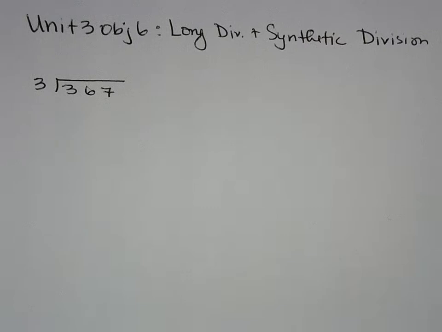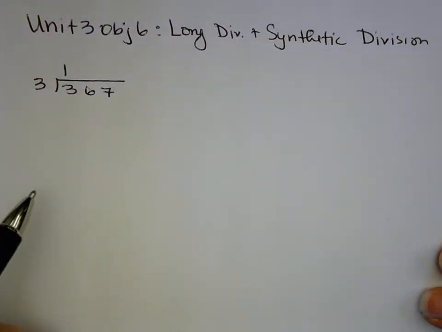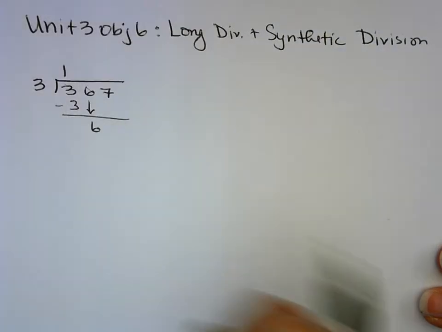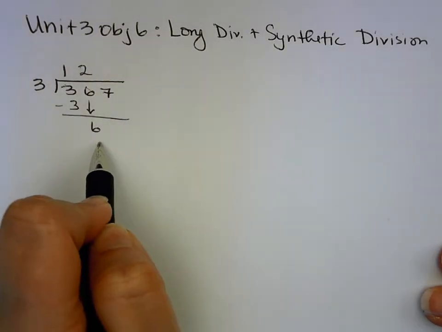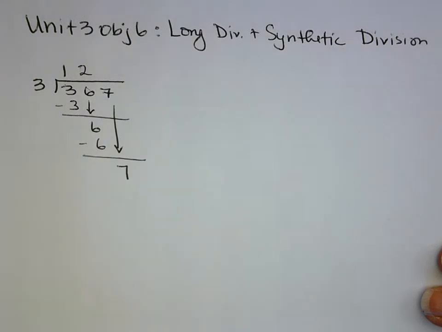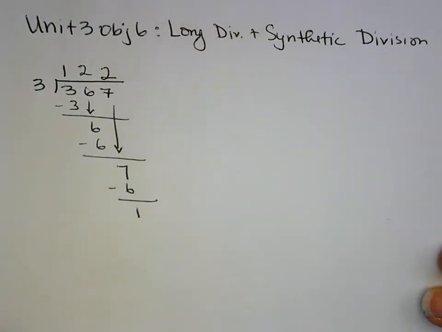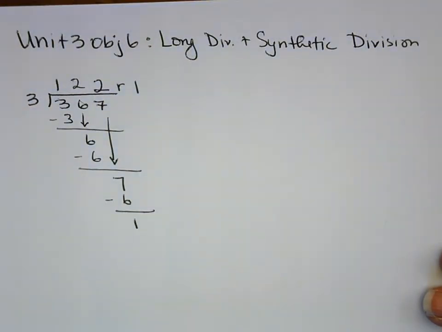Well, I would just divide it like 3 goes into 3 once. That's exactly how you do it. 3 goes into 3 once, and then what? 3 goes into 6 twice. And 6. Then you bring the 7 down. And then it goes into 7 2 times. And that would be 6. And then it's 1. And then, I don't know the math. R1. 1 over 3? Or 1/3.